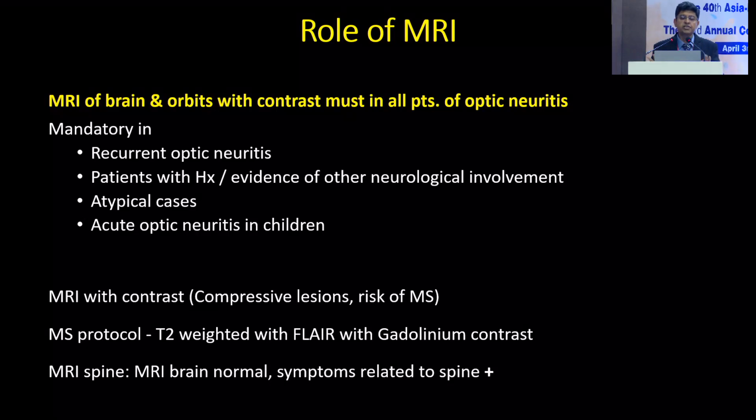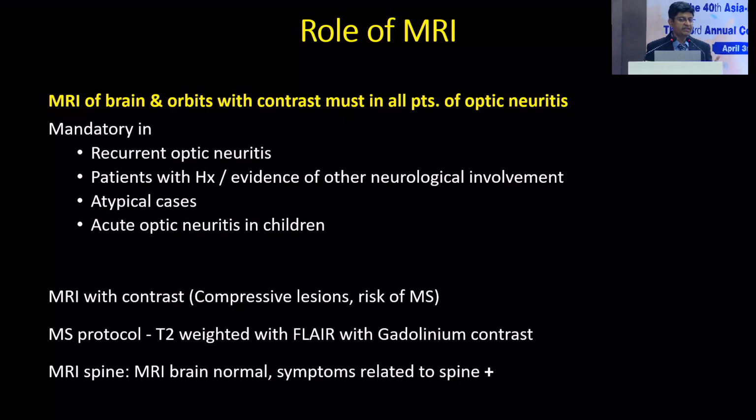The sea change or the major change that has come out in the recent few years, besides of course the blood markers that we'll talk about, is the role of MRI. Even earlier MRI was important and was considered helpful in understanding the progression to multiple sclerosis, but I would say now it's almost mandatory.